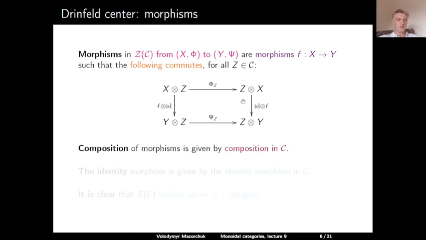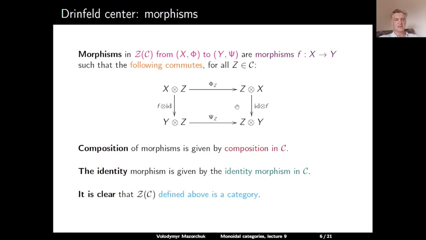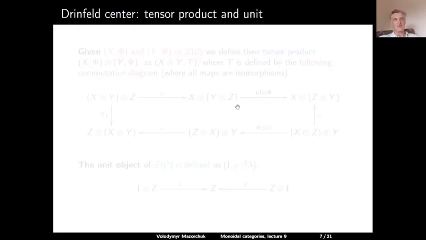So we define composition of morphisms in the Drinfeld center using the composition in C, and we define the identity morphisms in the Drinfeld center as given by the identity morphisms in C. We now have defined objects and morphisms, and it is clear that this defines a category. So by now we have defined this Drinfeld center as a category. Now let us define it as a monoidal category, so let us define the tensor product and the unit.